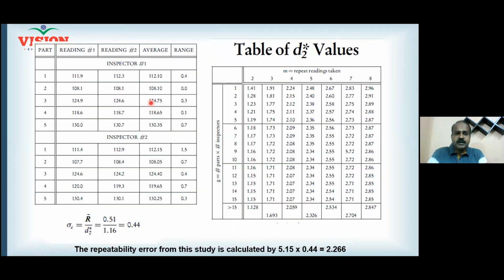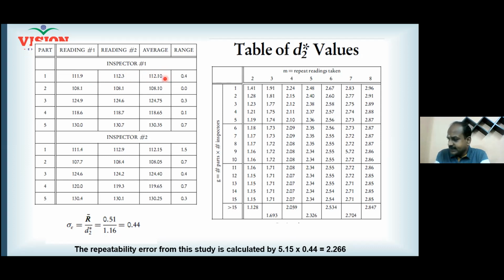Now you see here, you have a table, reading 1 in the first column and reading 2 in the second column, inspector number 1 and inspector number 2, and 5 parts. Each part is repeated twice. And now what is our interest? Our interest is to understand the gauge R&R, right? And now there are 2 readings.